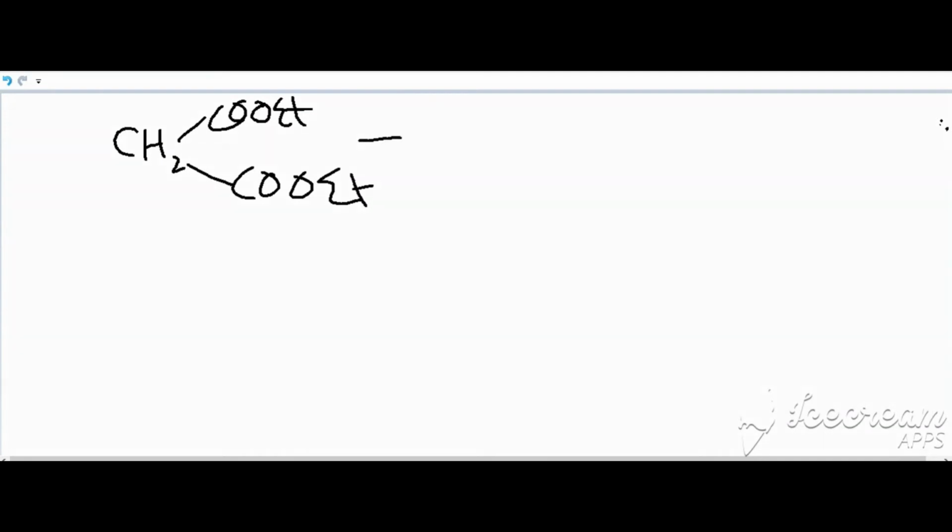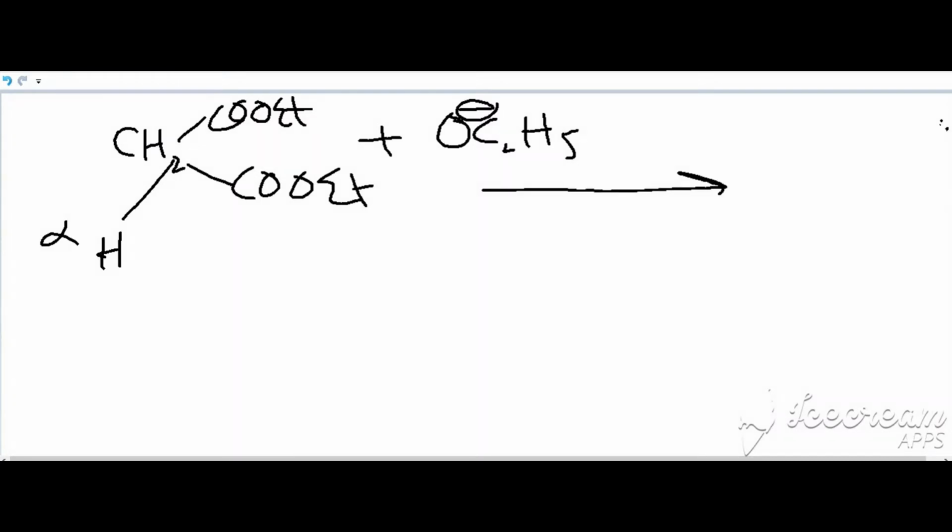That is malonic ester. When base is added to it, it will remove that alpha hydrogen, and this will have a negative charge.